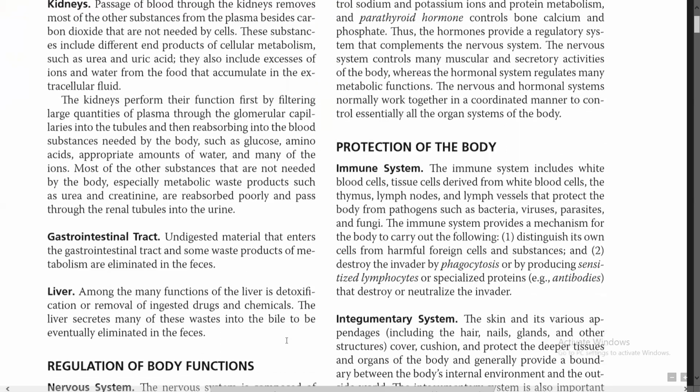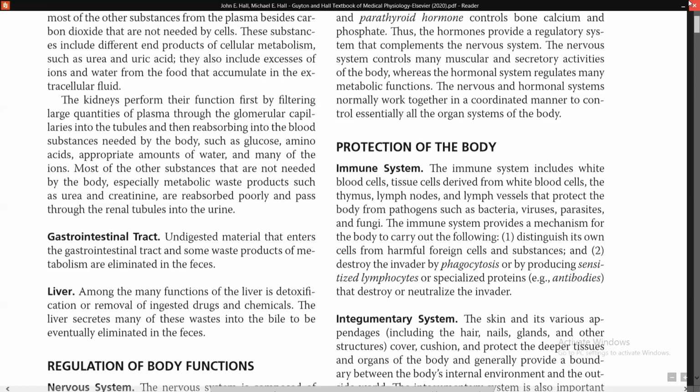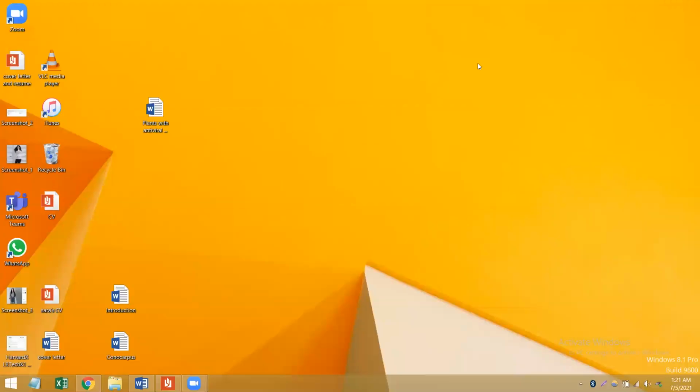Okay, so the gastrointestinal tract. Undigested material that enters the gastrointestinal tract and some waste products of metabolism are eliminated in the feces. Liver. Among the many functions of the liver is detoxification, and it is very important with respect to pharmacology, or removal of ingested drugs and chemicals. The liver secretes many of these wastes into the bile to be eventually eliminated in the feces. So this is one of the very important functions of the liver, that is detoxification.